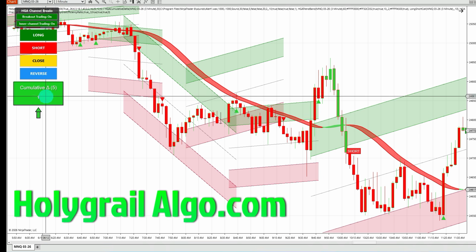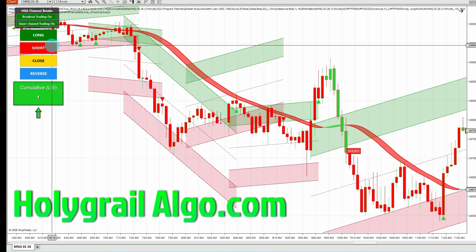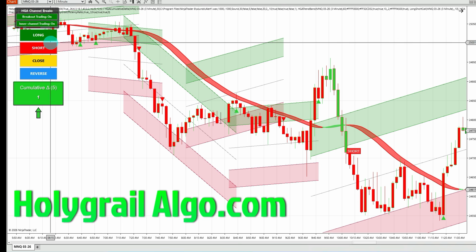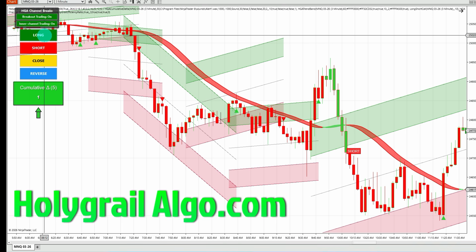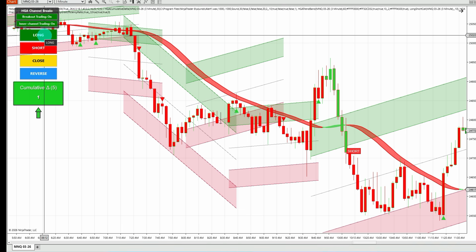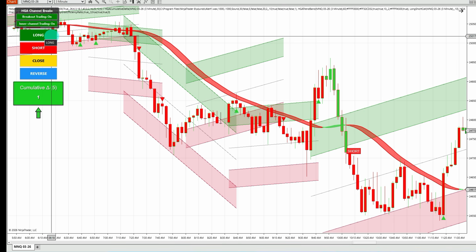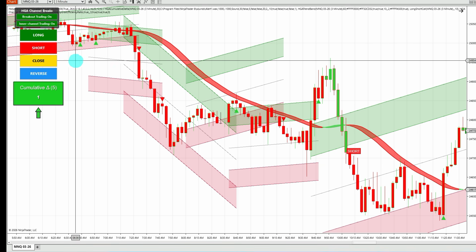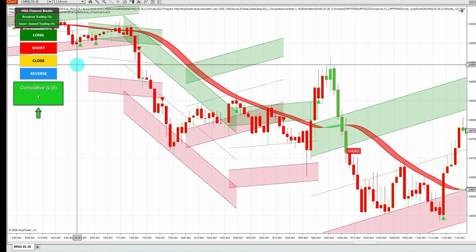We got the cumulative delta. We have our Holygrail Dashboard. This is our profit trailing strategy. Now, when you hit this, it's going to enter a trade. It's going to set the stops and the take profit according to whatever is set into the templates. And those can be changed and saved into new ones. And it does profit trailing, a unique system that's really cool.